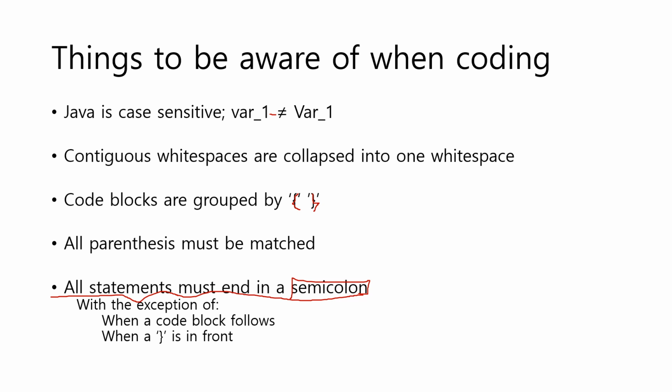There are some exceptions though. Semicolons are not used when a code block follows, for example, the class or method declarations we have seen so far. Semicolons are also ignored in comments, and semicolons are not used after curly braces.